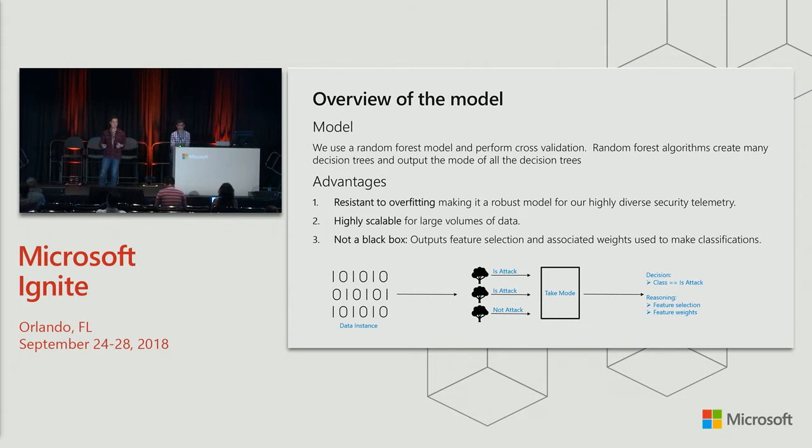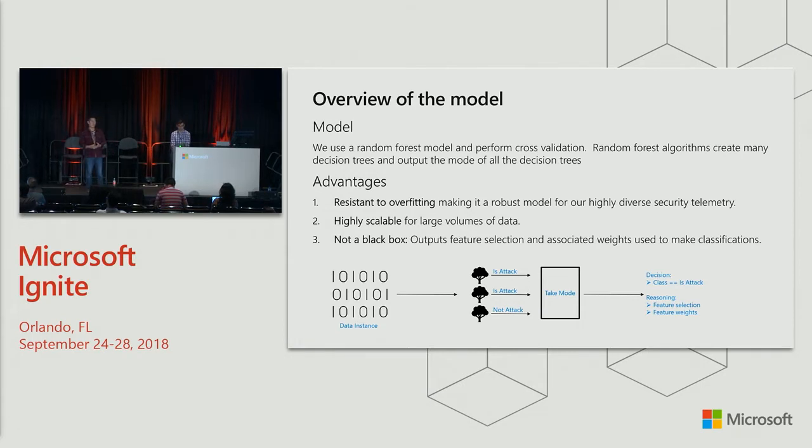Has anybody played 20 Questions here when they were a kid? So think of a decision tree as basically asking the most high-level questions first, and at each level, each node going down in the tree, it asks more and more granular questions until it can determine whether or not a specific set of signals represents an attack. So a random forest model creates multiple decision trees and takes the output or the mode of all these decision trees when making any one decision of whether or not something is an attack.